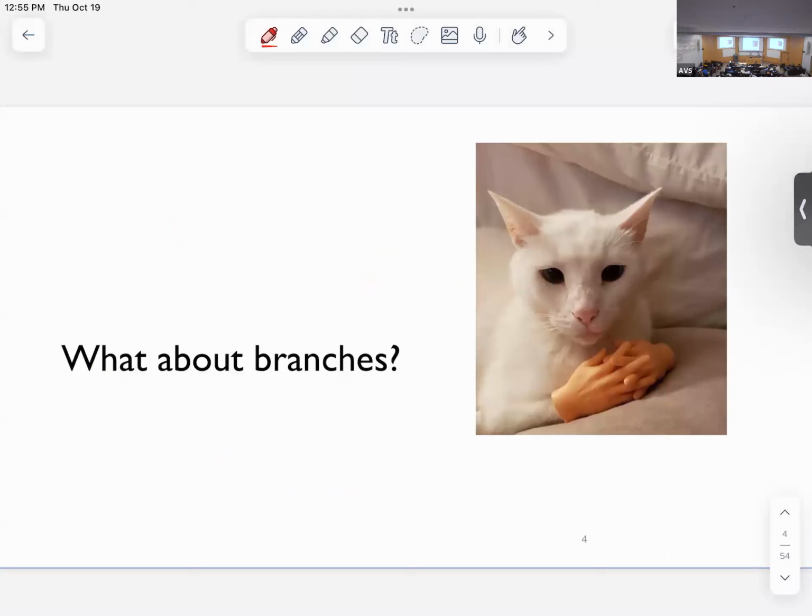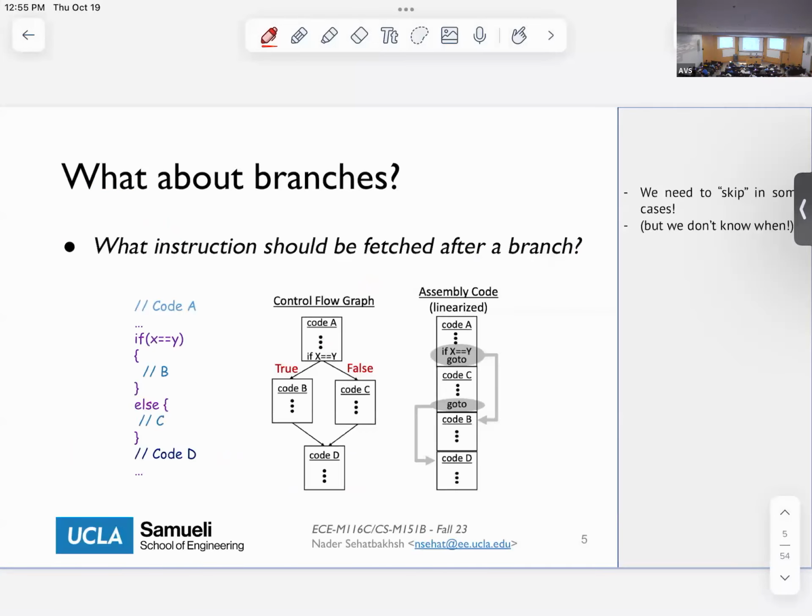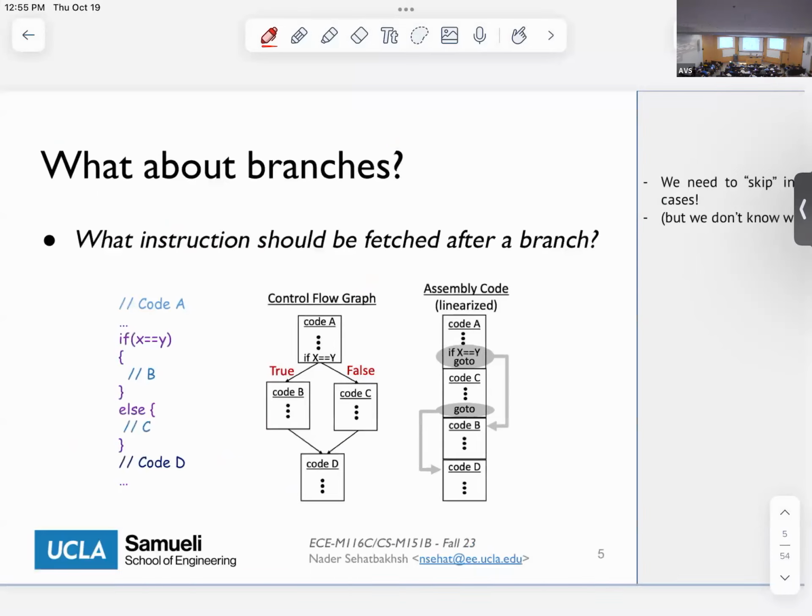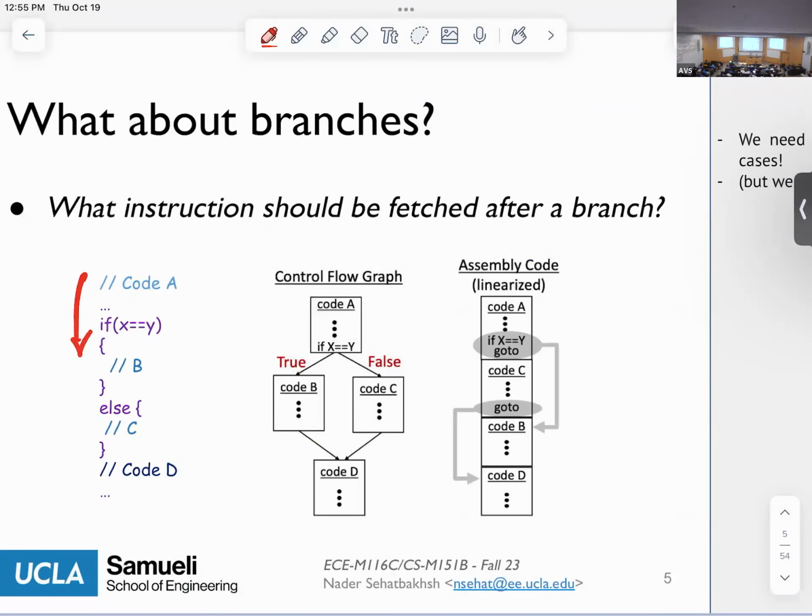All right, so let's talk about what is happening with branches, okay? So what about branches, and why are branches all of a sudden an important thing to think about? It is because if you think about the way that we write our code, we write our code in a linear fashion.